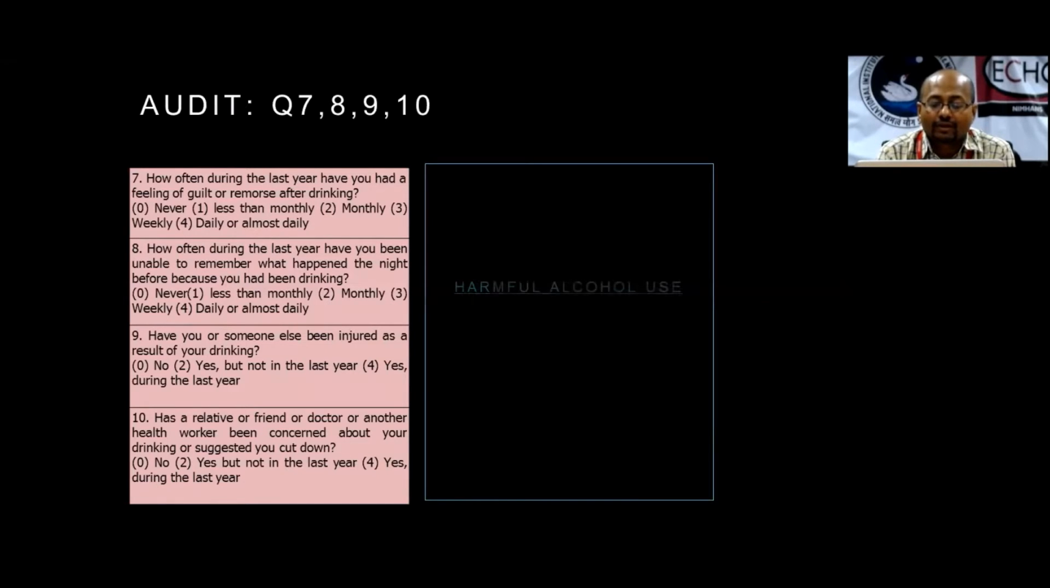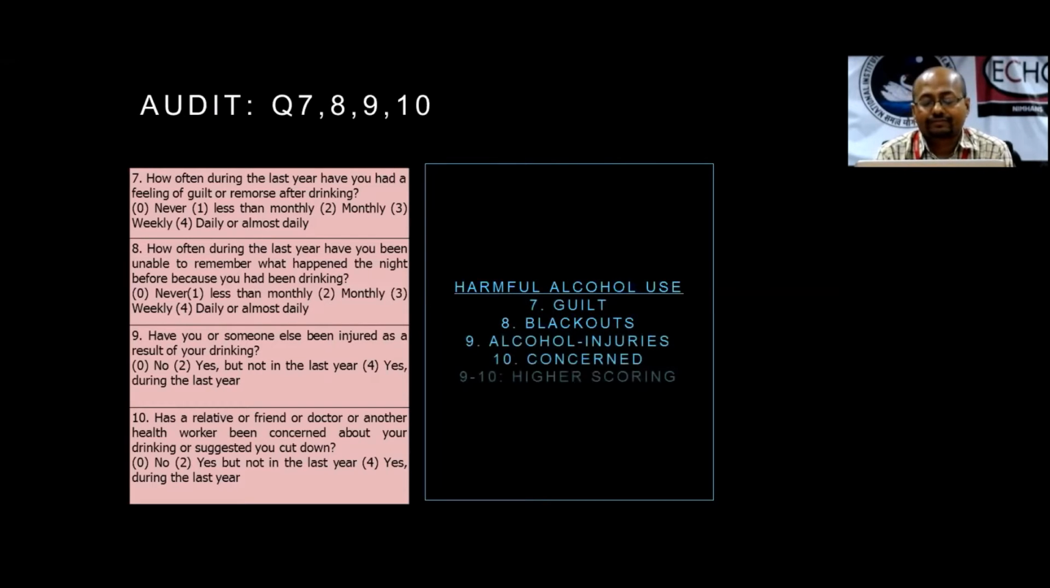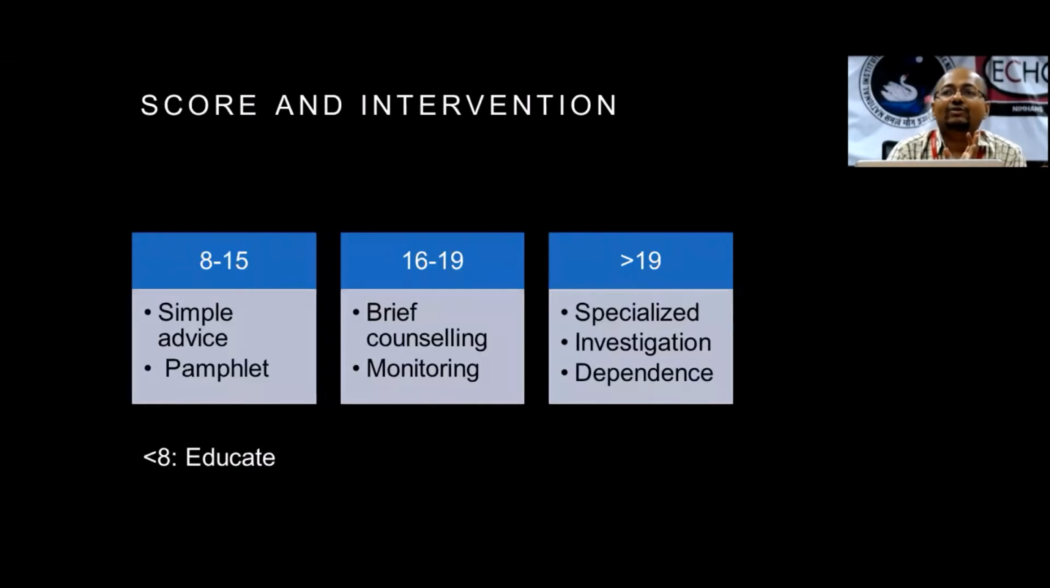And if you come back to this, it tells about harmful alcohol use: guilt, blackout, injuries, and concern from others. 9 and 10, as I mentioned, have higher scoring. So if you look at this score and look at what you're going to do now, you have got the scoring. For 8 to 15, go for simple advice; you can give a self-help booklet. For a 16 to 19 score, go for brief counseling or monitoring. For more than 19, I think he needs a specialized group like all of us, most of us working in specialty, or somebody who has got higher training in alcohol, and needs further investigation for dependence.